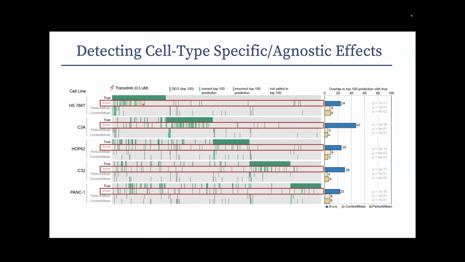So you can see that State is able to detect a lot of these differentially expressed genes across different cell types. And the nice thing is it also detects genes that are agnostic to cell type, right? So for instance, some of these genes over here, they show up in all 5 different cell types, and State is able to actually detect those across the various different contexts.